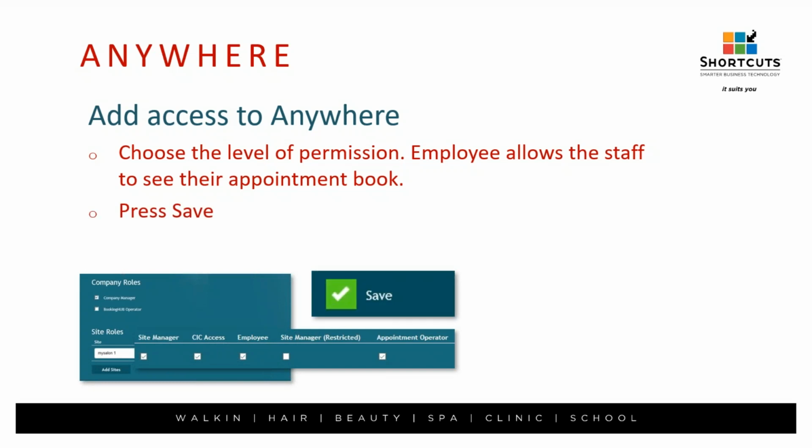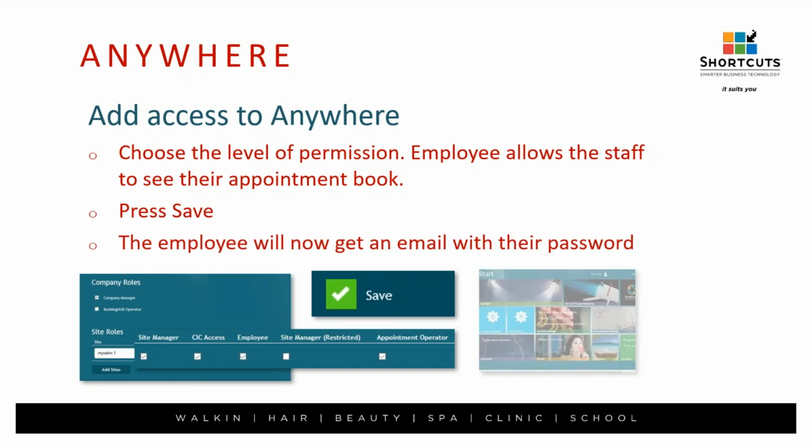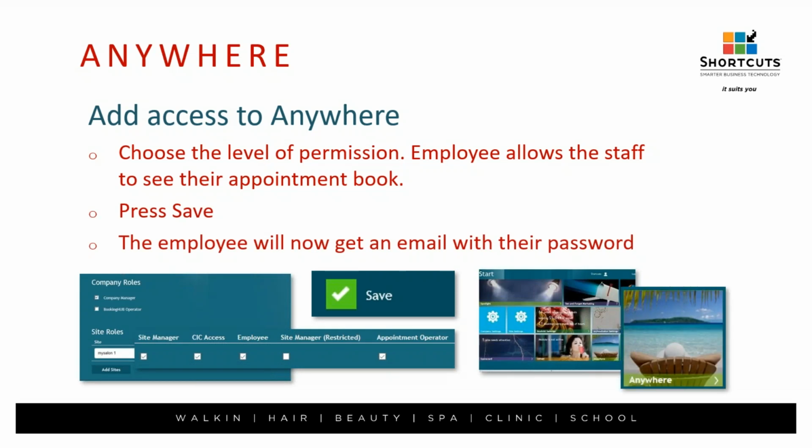at the very bottom of the screen, this is where you choose what level of permission they should have. So what exactly can they see when they access the console? Now, by default, at the very bottom, you're going to see something that says Site Manager, CIC Access, Employee, Site Manager Restricted, Appointment Operator. For the majority of salons, for the majority of spas or even barbershops, if the only thing they should look at are their appointments for the day or the week, then the only checkbox you want to turn on is Employee. And that's it. When they go to the console, they will only be able to see their appointments.